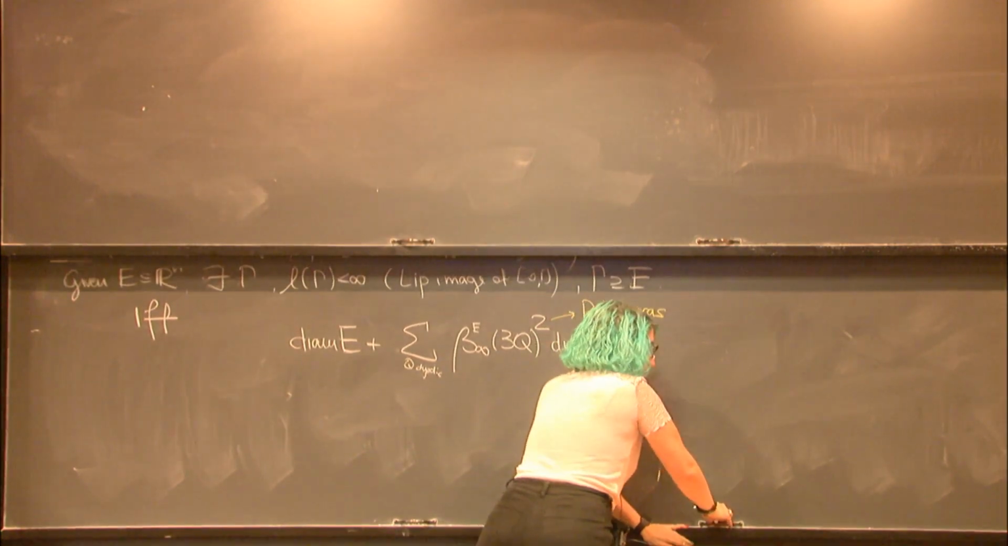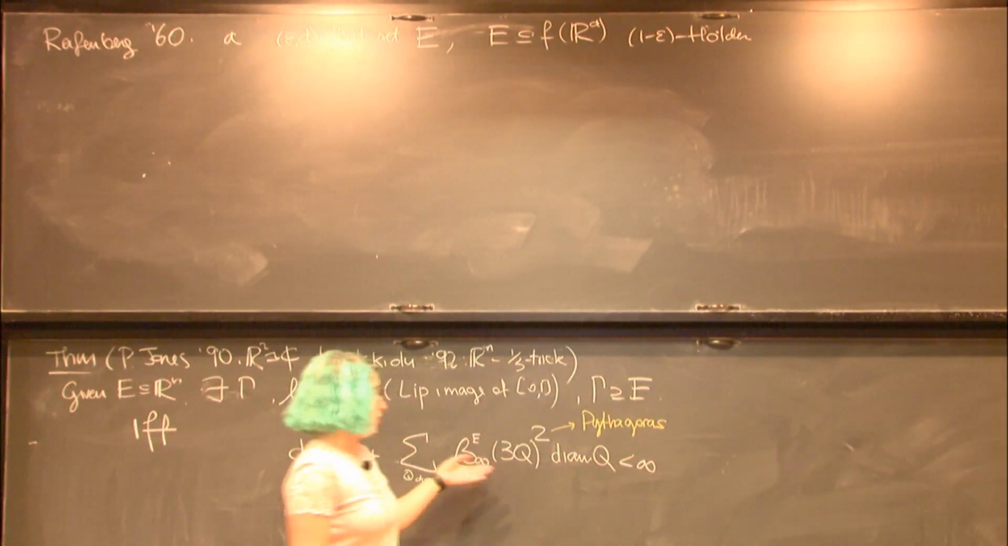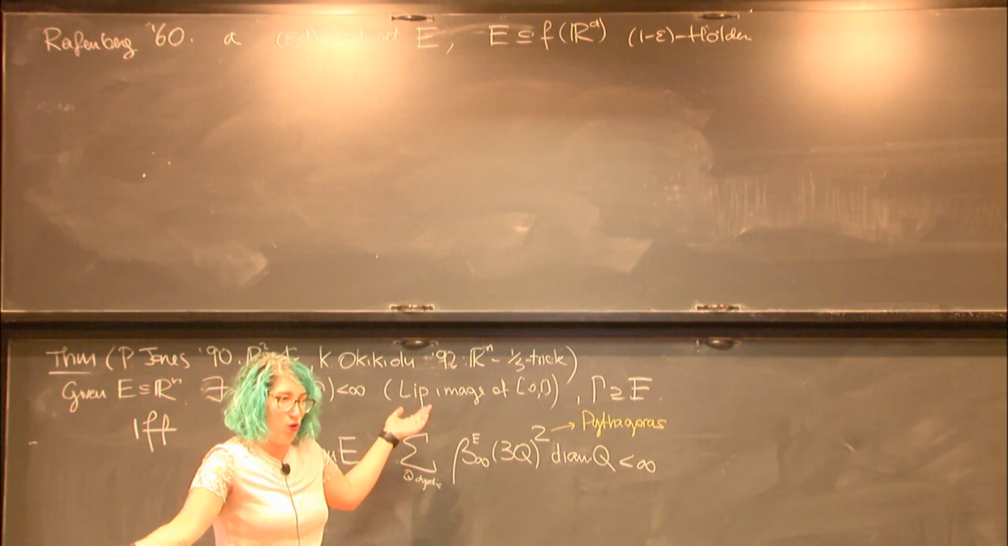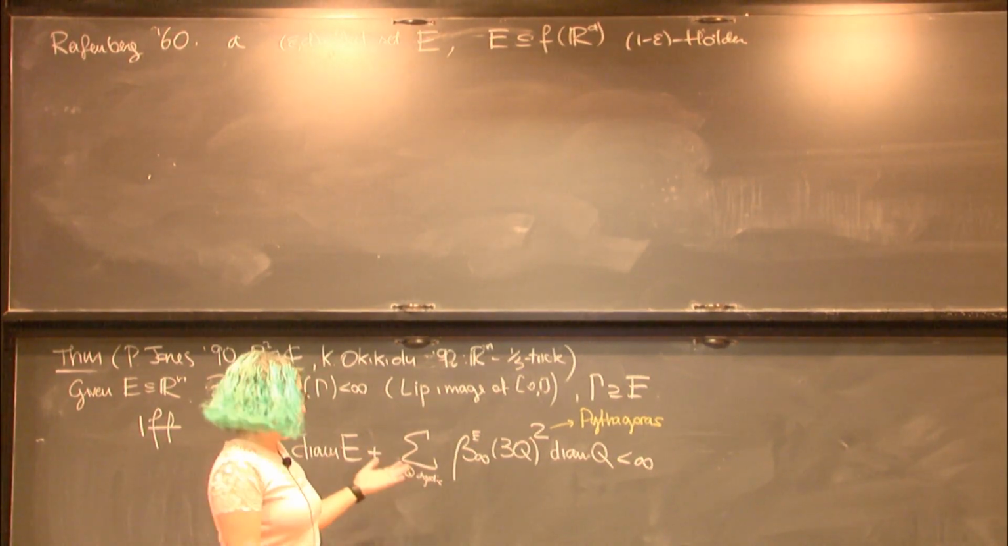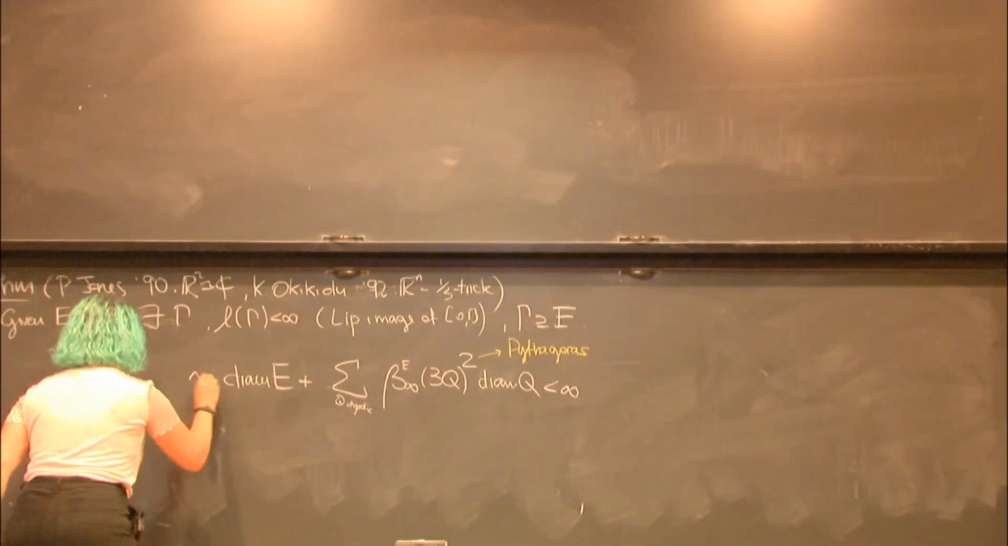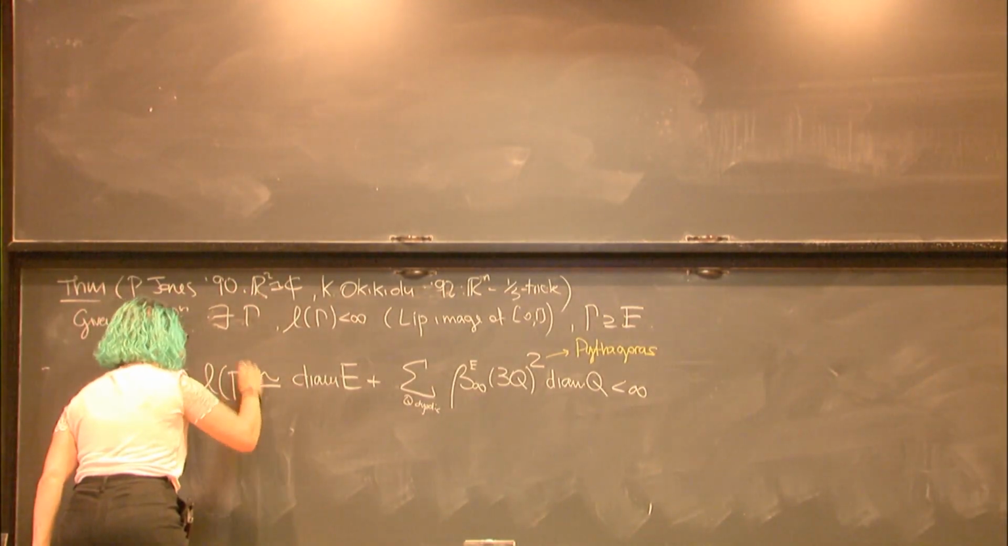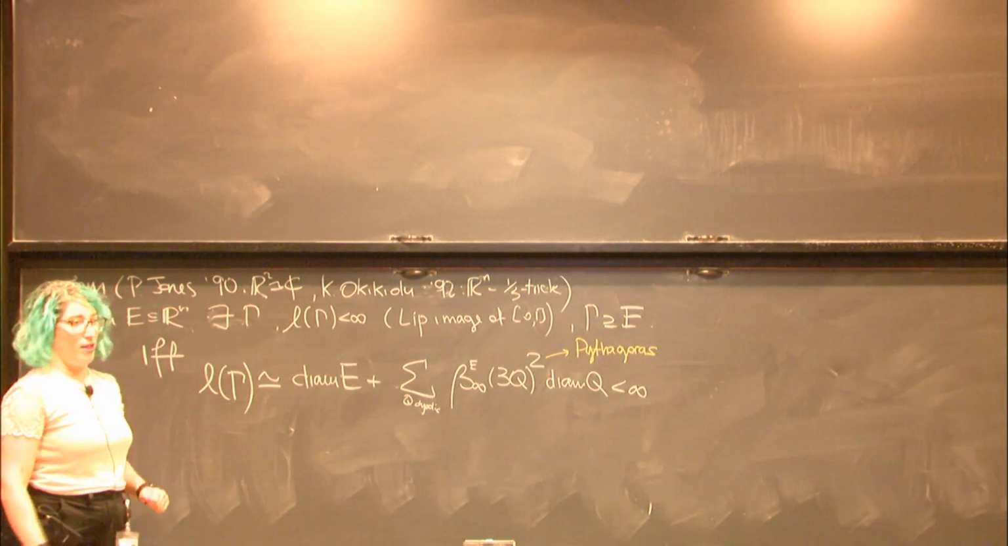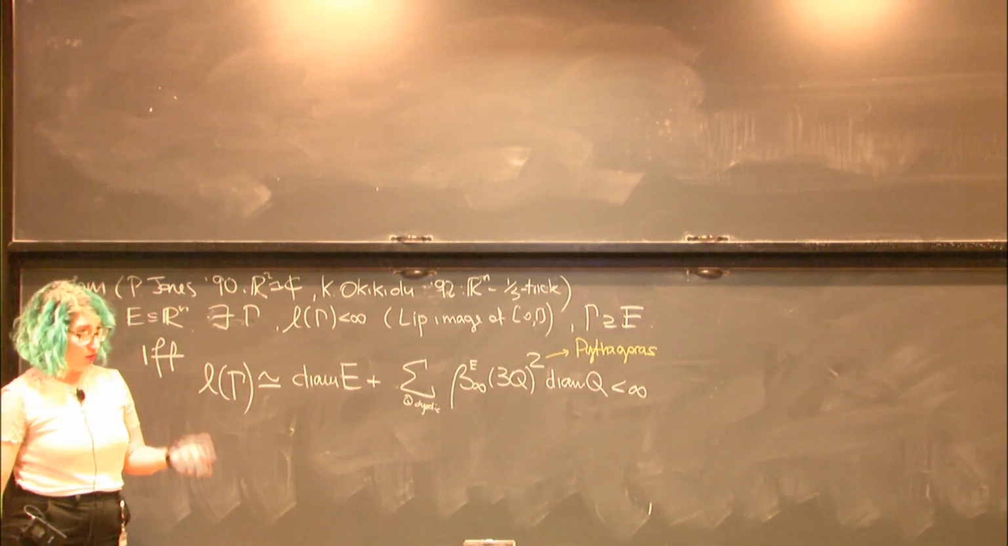This is not optimal, right? I didn't tell you anything. I told you that maybe I can find the curve of finite length, but who knows what the length is. No, that Peter Jones theorem is way better. It tells you that the length is comparable to this quantity. By comparable, I mean bounded above and below by a constant.